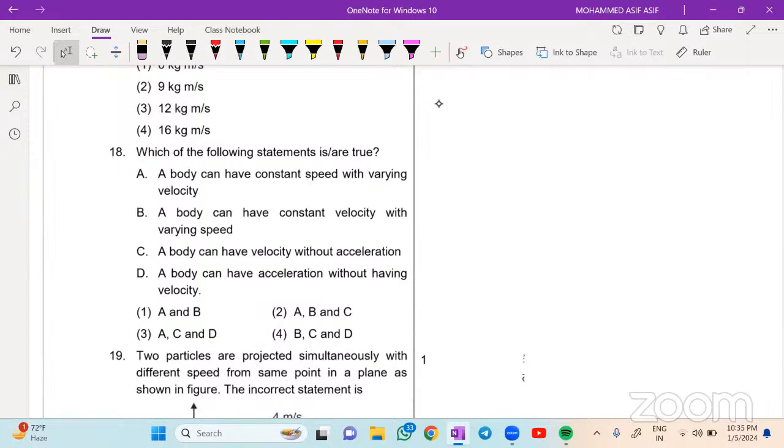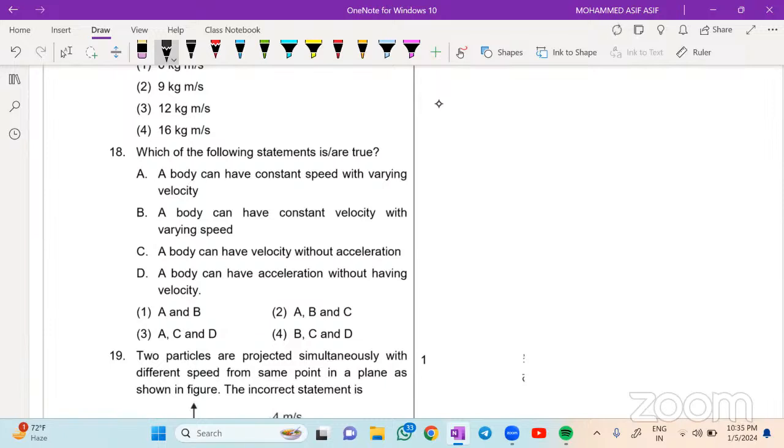Can anyone give me the answer for the 18th one? Which of the following statements is/are true? A body can have a constant speed with varying velocity. A body can have a constant velocity with varying speed. A body can have velocity without acceleration. A body can have acceleration without having any velocity. Which of the following statements is true?